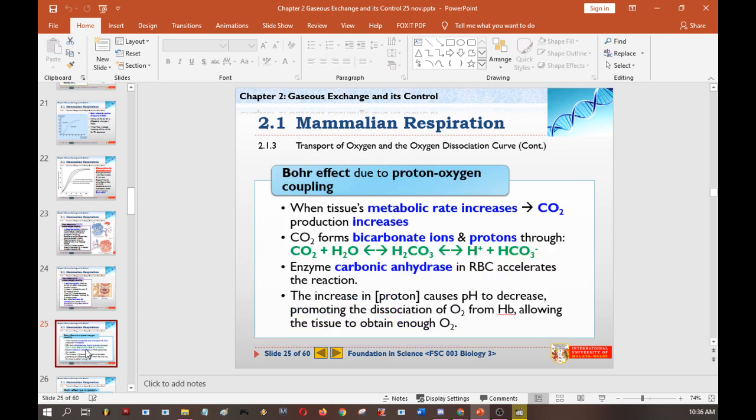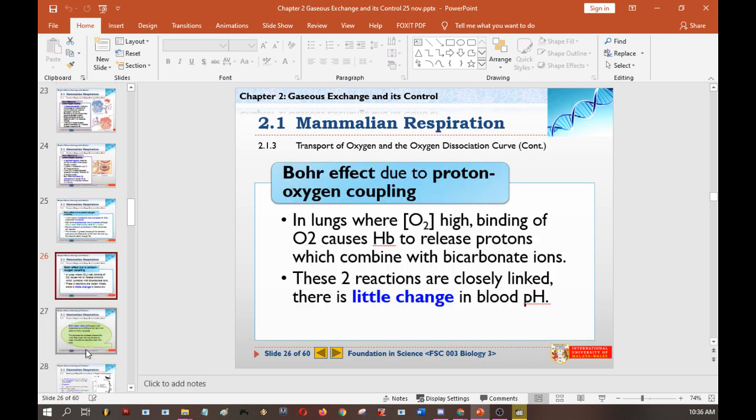When tissue metabolic rate increases, you have more CO2. CO2 forms bicarbonate ions and protons. You see, CO2 plus H2O becomes H2CO3, and then H plus and HCO3. So this H plus needs to be neutralized. What will happen is that Hb would release O2 and grab that H plus to become HHb.